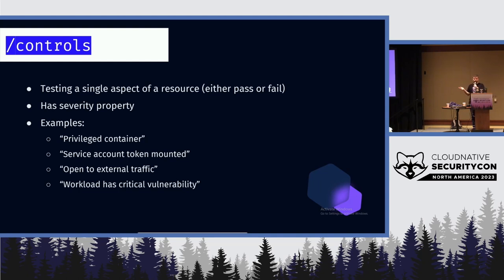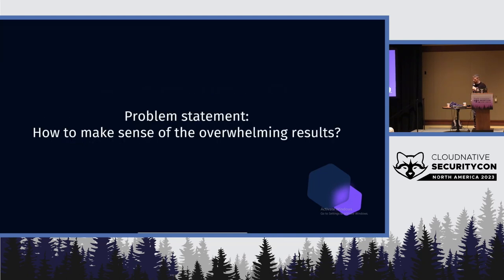Every control has its severity, and every control can cover a single thing, like whether the container inside the pod is running as root, or whether the service account token mounted into the pod has actual RBAC privileges attached to it, or whether the workload has a critical vulnerability inside, and so on. So we have this concept of controls, and the KubeScape output shows you which resources failed on which controls, and you can take it for fixing them or decide that you're ignoring them.